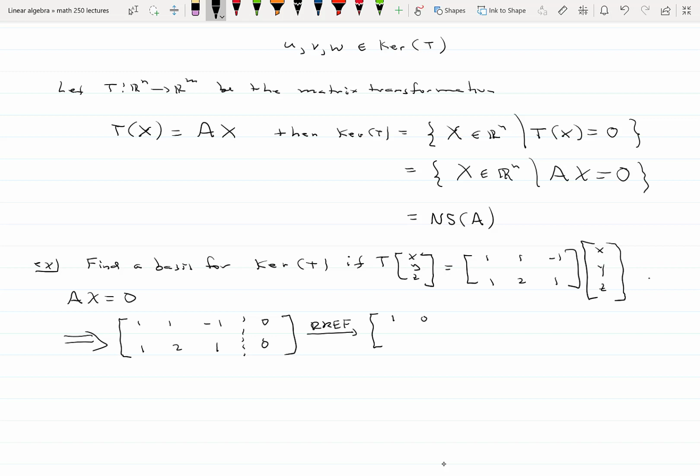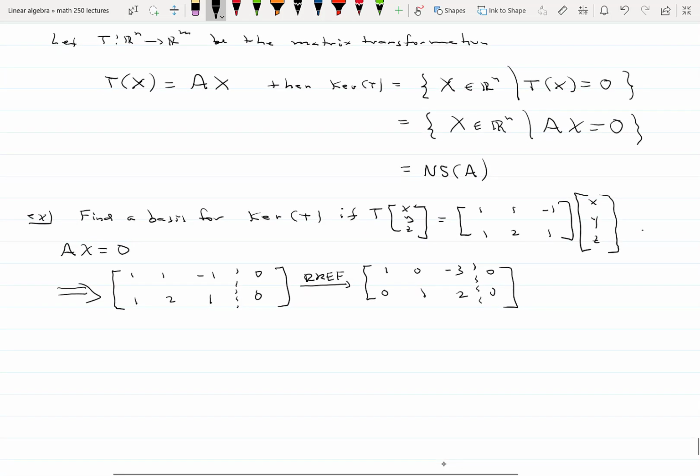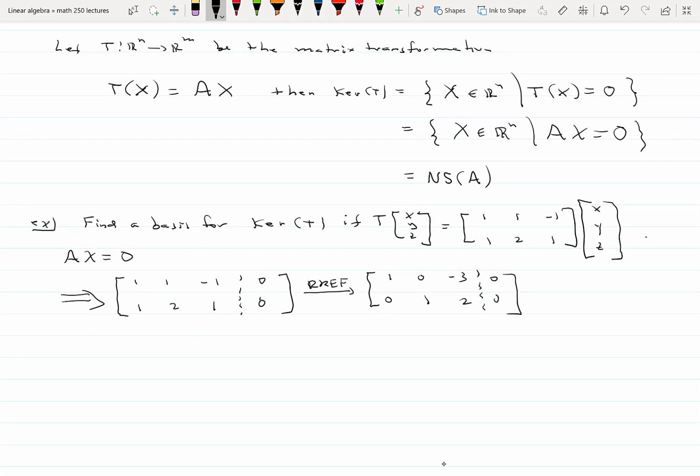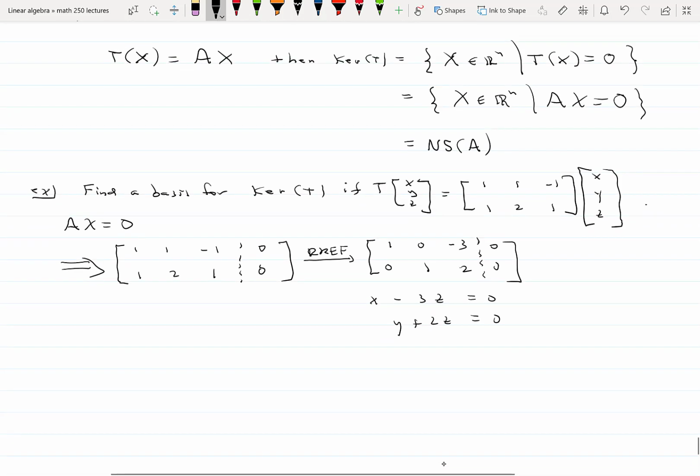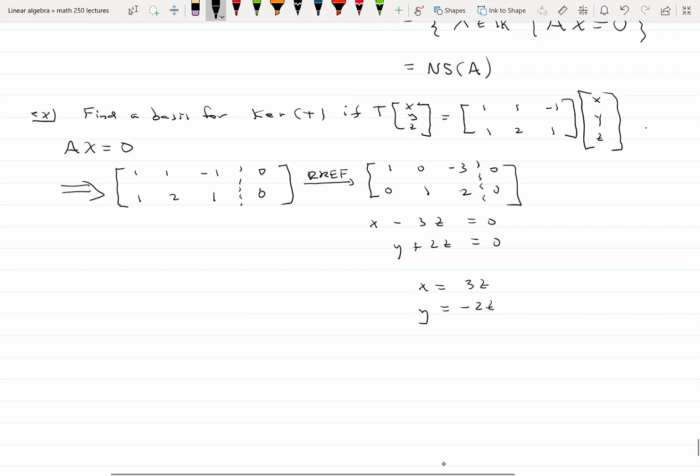We get 1, 0, negative 3. I'm sparing you the row reduction because we don't have to do it by hand. We do this with our calculator. This says that x minus 3z equals 0, and y plus 2z equals 0. Remember, we're looking for a basis for the null space. So x equals 3z, y equals negative 2z.